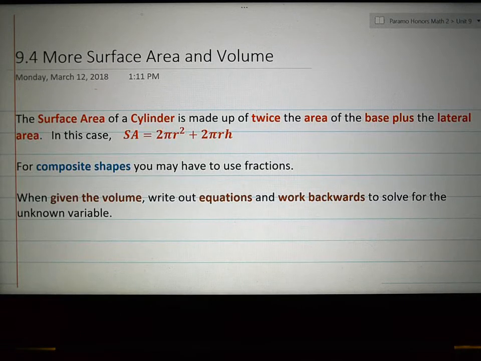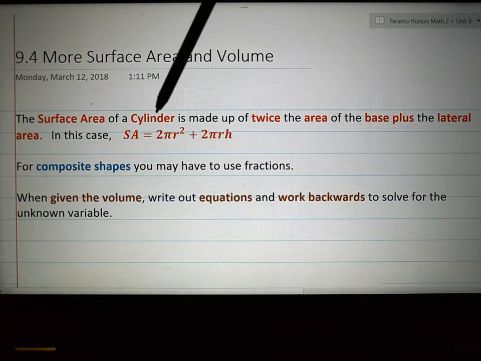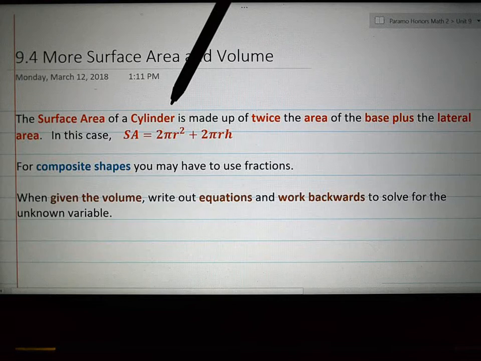We're going to take notes on 9.4. 9.4 isn't much different than what you did in 9.3. Almost every single thing is the same except a couple of things. We're going to be talking about the surface area of a cylinder instead of its volume.